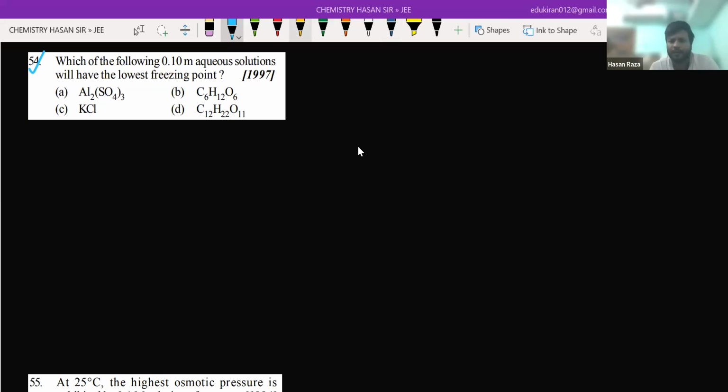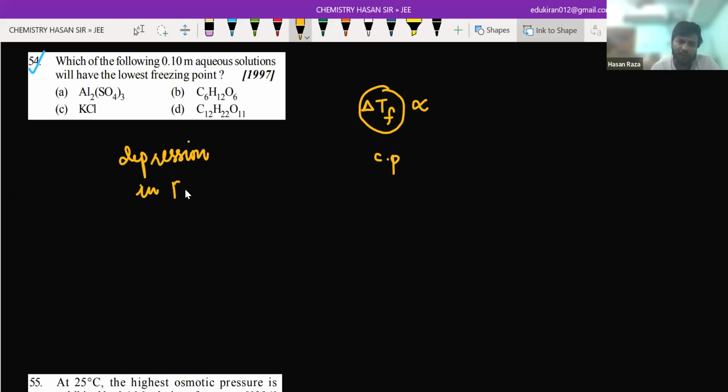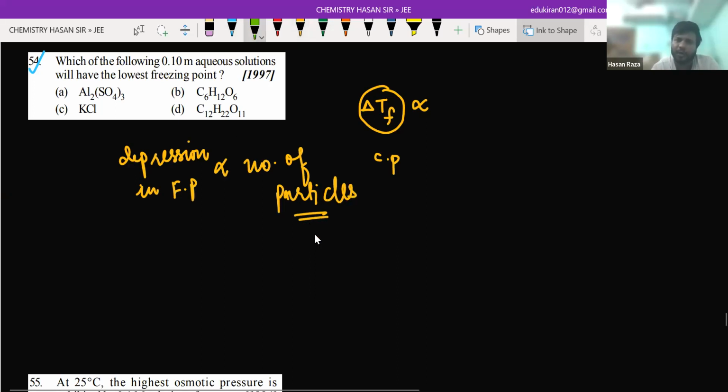Basically, as you know that delta Tf, that is depression in freezing point, is a colligative property, and colligative property depends upon the number of solute particles. So depression in freezing point, I can write, please understand the concept behind this. Depression in freezing point is directly proportional to number of particles. And this number of particles can be calculated with the help of i. i is your Van 't Hoff factor.